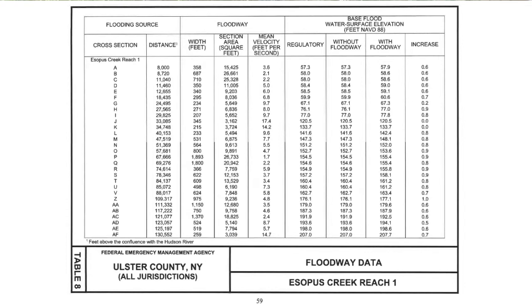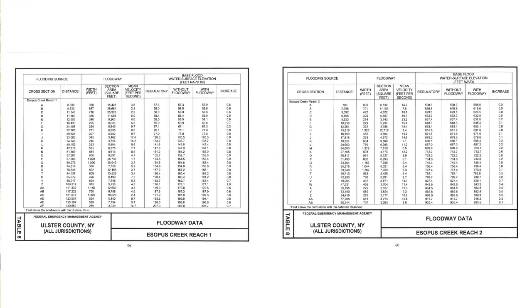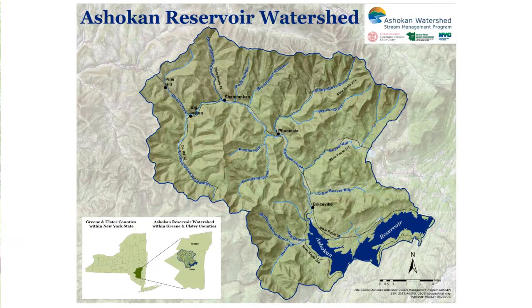Today we'll use the example of the Ashokan Creek, since it is a prominent stream in the Ashokan watershed portion of Ulster County. You may notice that the Ashokan Creek is broken up into two separate reaches. This occurs sometimes when there is a large separation between water bodies. In this case, the Ashokan Reservoir divides the Ashokan Creek in two.